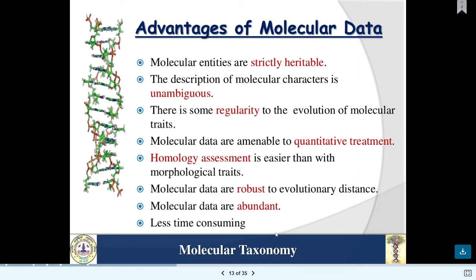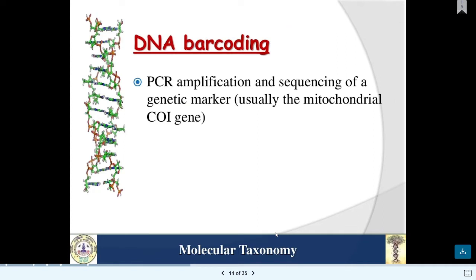Advantages of molecular data. Now, molecular entities are strictly heritable. The description of molecular characteristics is unambiguous. There is some regularity to the evolution of molecular traits. Molecular data are amenable to quantitative treatment. Homology assessment is easier than with morphological traits. Molecular data are robust to evolutionary distance, and it is also abundant, so it is less time consuming. That's why, given these advantages of molecular data, we prefer them for molecular taxonomy and analysis.